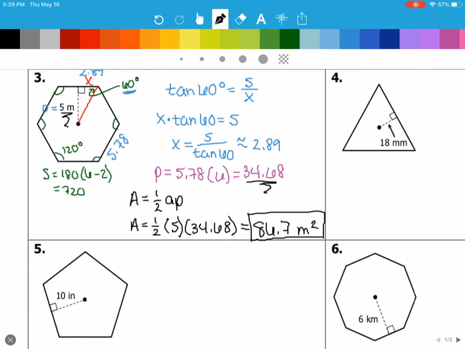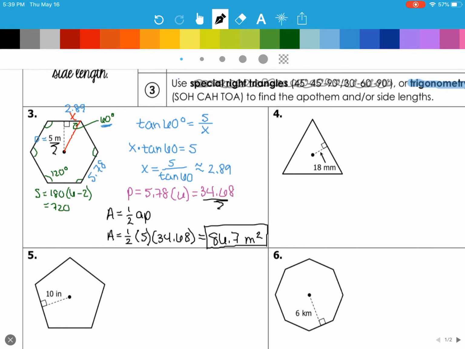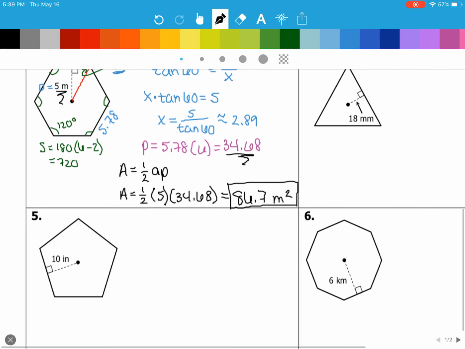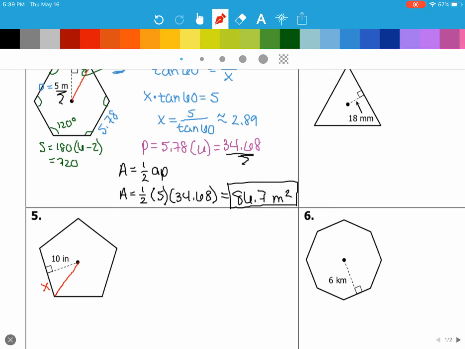A lot. I know it's a lot. Let's do it again. So if we're looking at number 5, that's right, I'm jumping down there. Again, the first step, well, if you look, I know the apothem. I need to find the perimeter for my formula. So the first step I'm going to do is add in that radius. And I'm going to be looking for that x value right there.